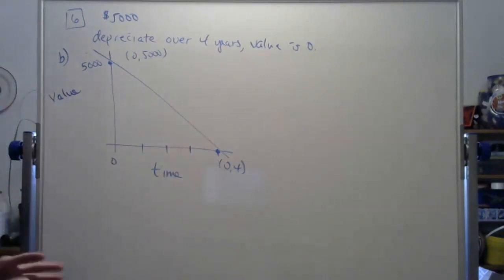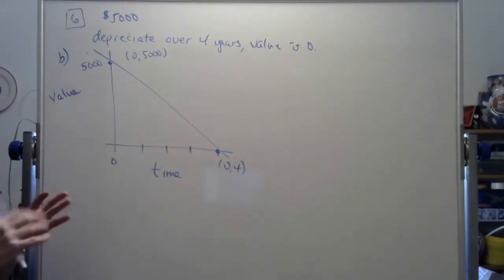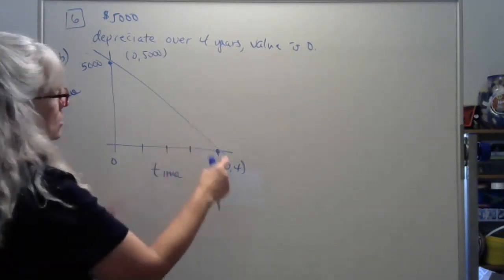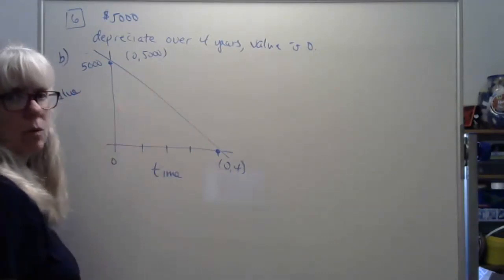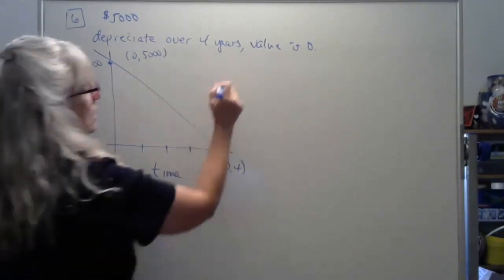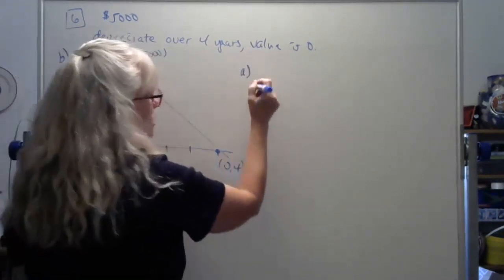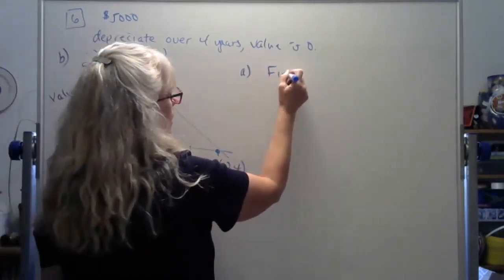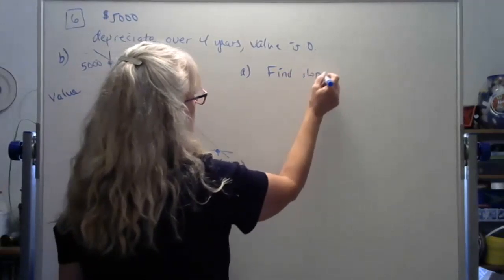So without even having the function, I know what the graph is going to look like. The reason I tend to do it in this order is because I can now use these 2 points to help me write the equation of the line. So now I'll backtrack and find that linear function. To do that, the first thing I need to do is to find the slope. So we're going to find our slope.